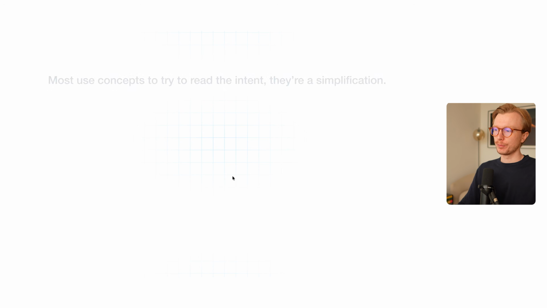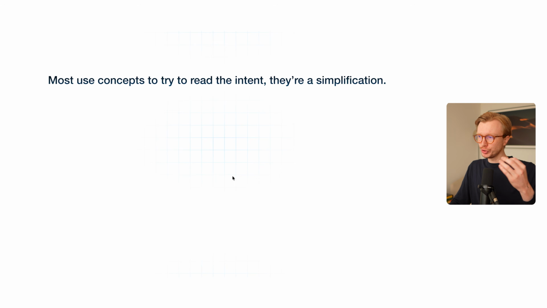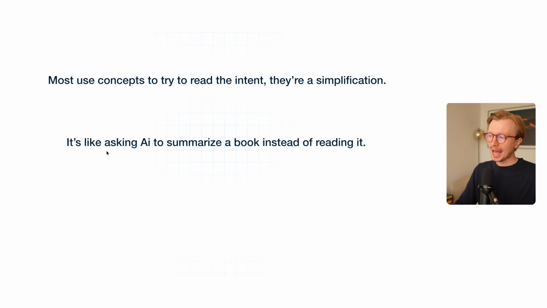Okay, moving on right here. Then most use concepts to try and read the intent. So the concepts are like a simplification. Now I thought of a beautiful analogy, very relatable in my opinion. It's like asking AI or ChatGPT or anything like that to summarize a book instead of reading it. A summary is not necessarily that bad, especially as a reminder. But when you ask, for example, an AI to summarize a book for you, you don't actually ingrain the information.